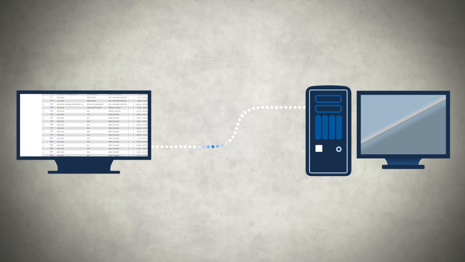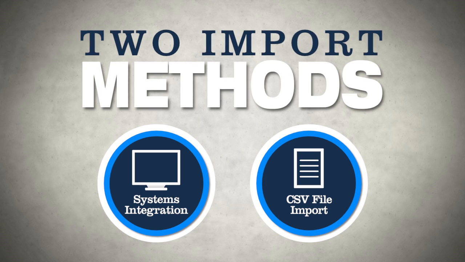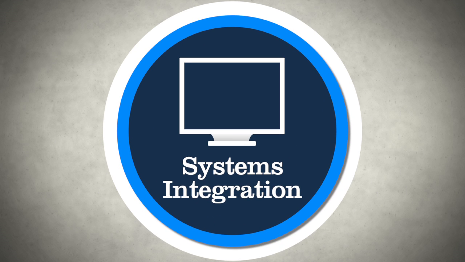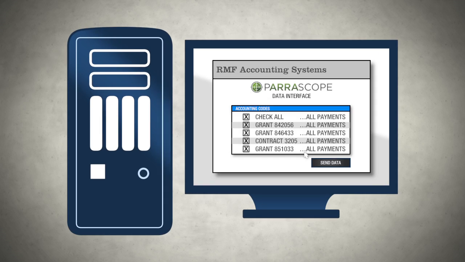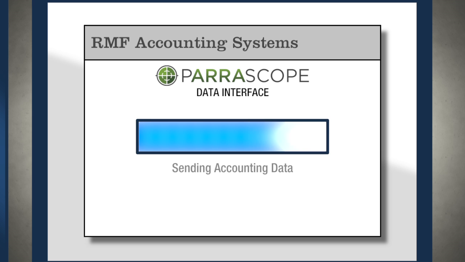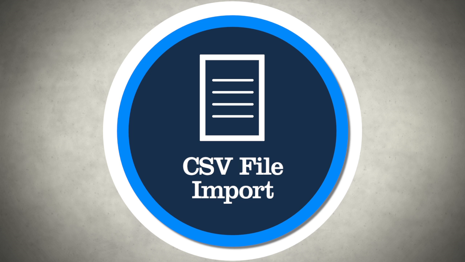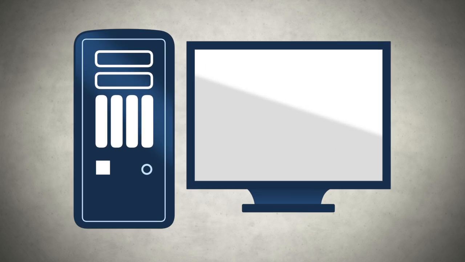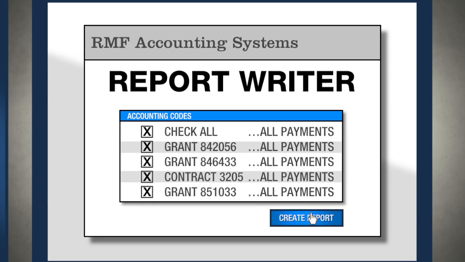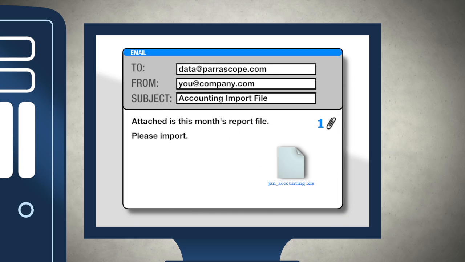To make this easy for prime and sub-awardees, Parrascope offers 2 ways to import this data. The first approach is a systems integration, in which third-party software systems are modified to send specific information directly to Parrascope. The second method is a more conventional upload process, which requires awardees to export raw data files from their software and forward them to the Parrascope support team.